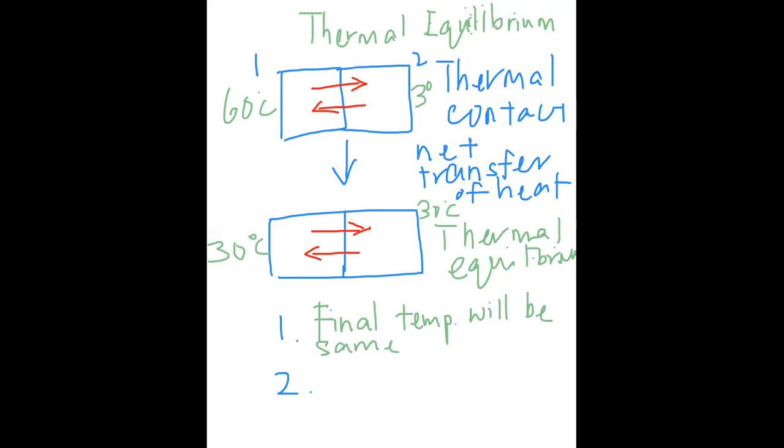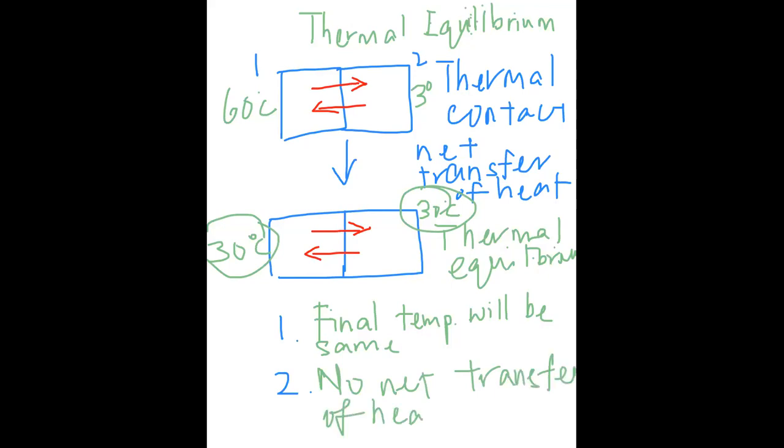And yes, Jen, there is still transfer of heat between object 1 and object 2, but since both of them have the same temperature already, the transfer of heat between these two objects will be the same. So there is no net transfer of heat. Okay, so this is what we have learned for thermal equilibrium.